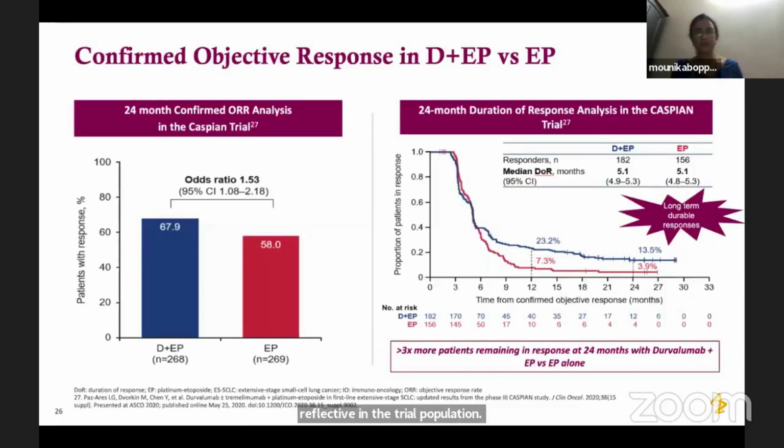The confirmed objective response rates were 67.9% in the durvalumab arm against 58% in the EP arm. So this is the 24-month confirmed overall response rate analysis in the CASPIAN trial. The 24-month duration of response analysis showed long-term durable responses, where 13.5% of the patients at the 24-month time point, 3 times more patients, continued to respond in the durvalumab arm as compared to just 3.9% in the EP arm.